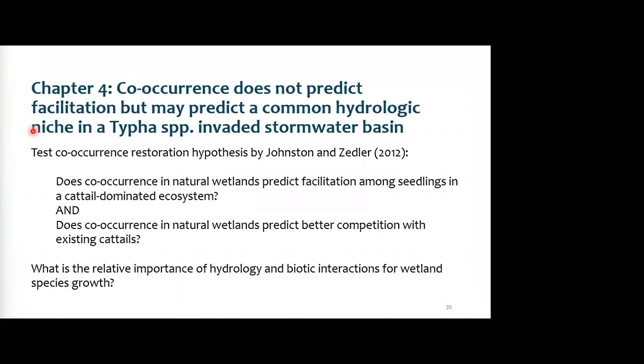In this chapter, I tested a co-occurrence theory offered by some authors, and I'll talk more about that in the next slide. But two questions that came out of that were whether co-occurrence in natural wetlands predicts facilitation among seedlings, and whether co-occurrence in natural wetlands predicts better competition with cattails. In addition to testing this question, I wanted to know what is the relative importance of the hydrology on one hand and the biotic interactions on the other hand for wetland species growth.